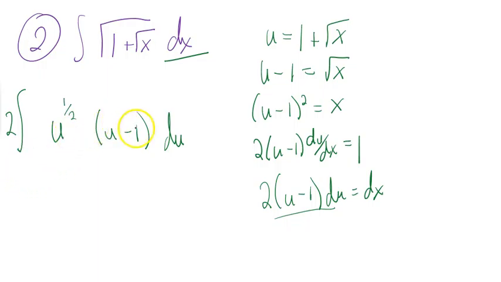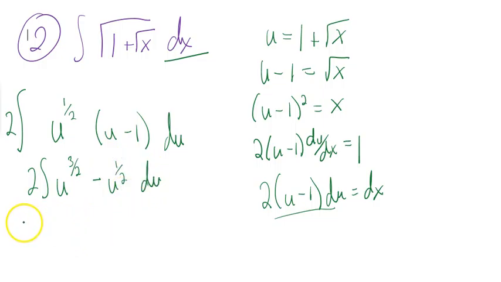And then I'm going to distribute in. Make sure to bring down that 2 on the outside. And then I have u to the 1/2 times u, so that will be to the first power. I'm going to add those exponents and get 3/2 power. And then u to the 1/2 times -1 will be u to the 1/2.